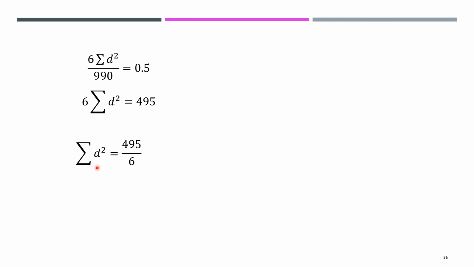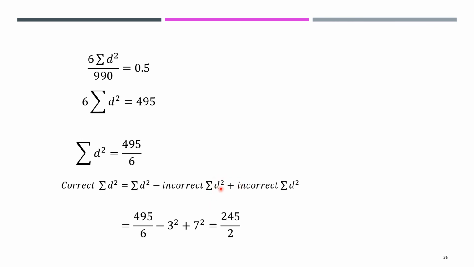Now we have to calculate the correct summation D square. Whatever answer we have got in the previous step, from that subtract the incorrect summation D square and add the correct summation D square. So 3 was taken wrong, so minus 3 square, and 7 was the correct value, so plus 7 square. That comes out to be 245 divided by 2.